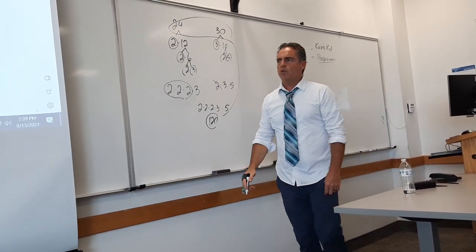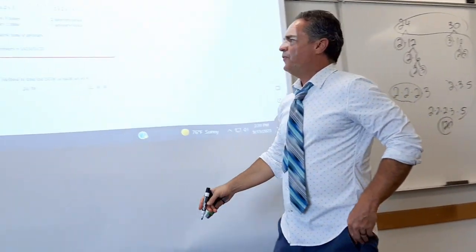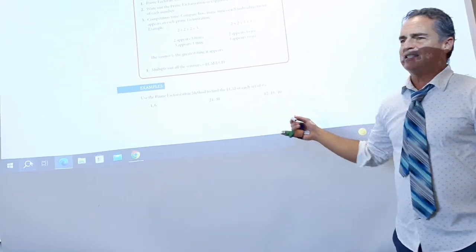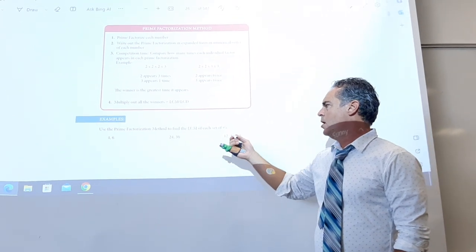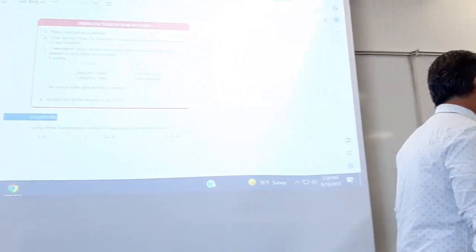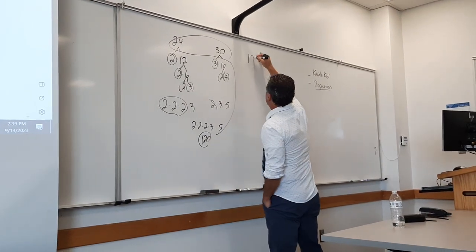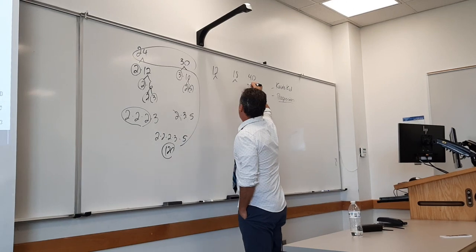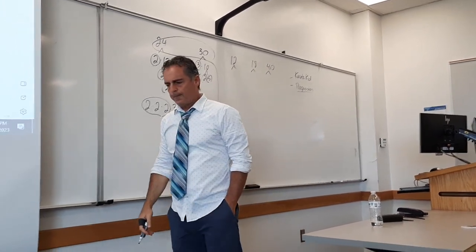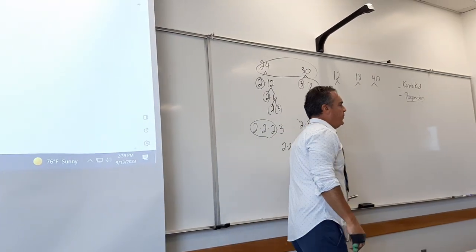So now, the last one I want you to do, you can find the LCM of any set of numbers. It doesn't have to just be a pair. It could be 3, it could be 4, it could be 5 or more. But we're going to do this one with 12, 18, and 40. So I want you to take 12, 18, and 40 and find their LCM by prime factorizing all 3 numbers. Go. Get done here. I want you to come up here.